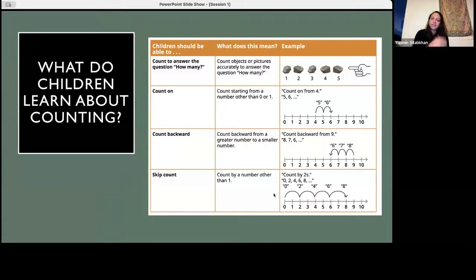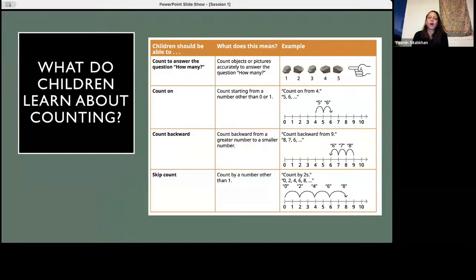Thank you. So just to go over briefly here, this is a nice little summary, and the slides will be shared with you all afterwards so you have access to these. This is just what children learn about counting in the initial years. What we just did was count to answer the question, how many? You count pictures or objects to answer the question, how many? That's what we just did.